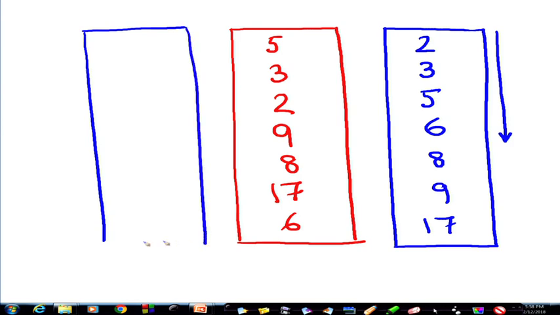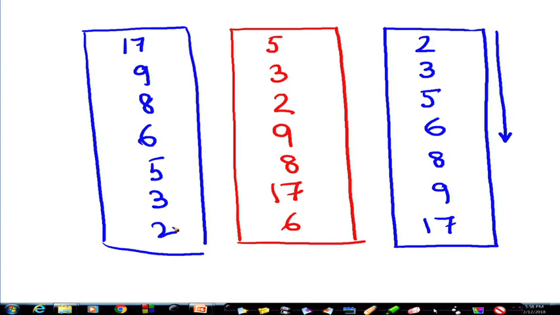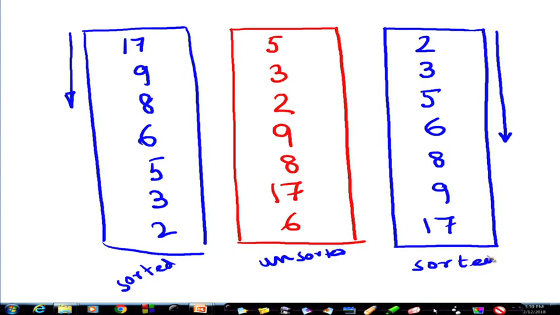Say for example, I start with 17, then 9, then 8, then 6, then 5, then 3, then 2. As we go down, the numbers are decreasing, so these are ordered or sorted, and this is unsorted. This is also sorted, but in a different order. So, I may have to search from an array that is either unsorted or sorted.